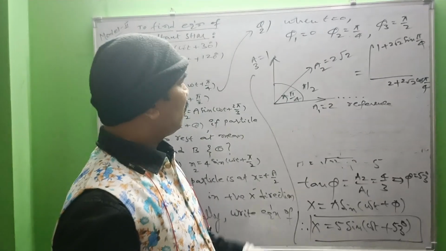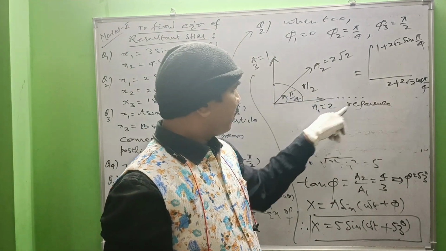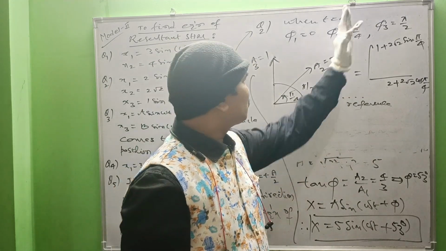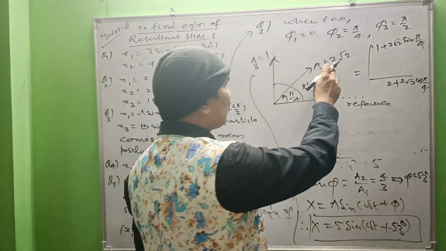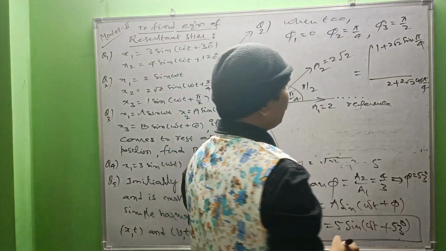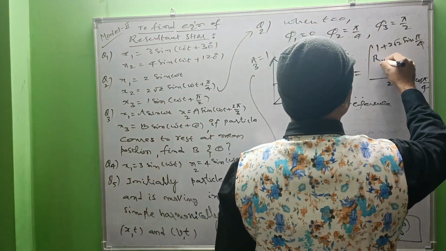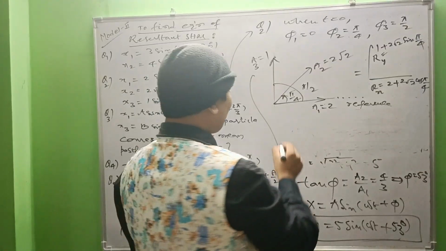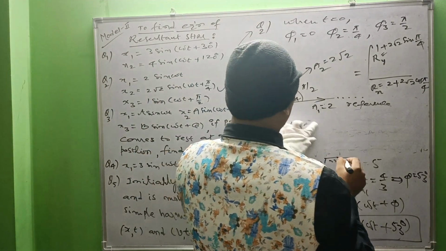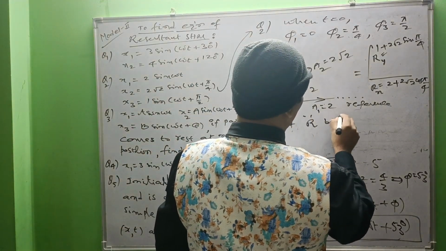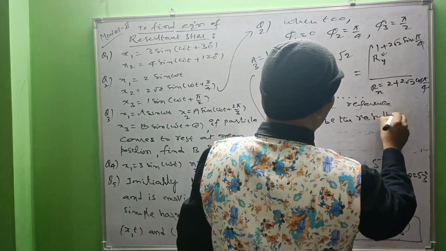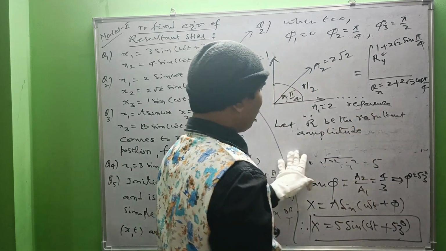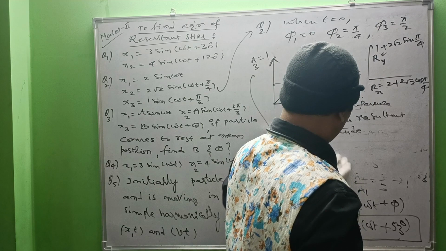Okay. A2 here, A2 means 2, plus 2 root 2 cos pi by 4. Similarly, A1, that is 1 plus 2 root 2 sine pi by 4, the component along the y-axis. Now, ultimately, this is what Rx and Ry. This is Ry, this is Rx. R means what? Resultant amplitude. For example, let R be the resultant amplitude.